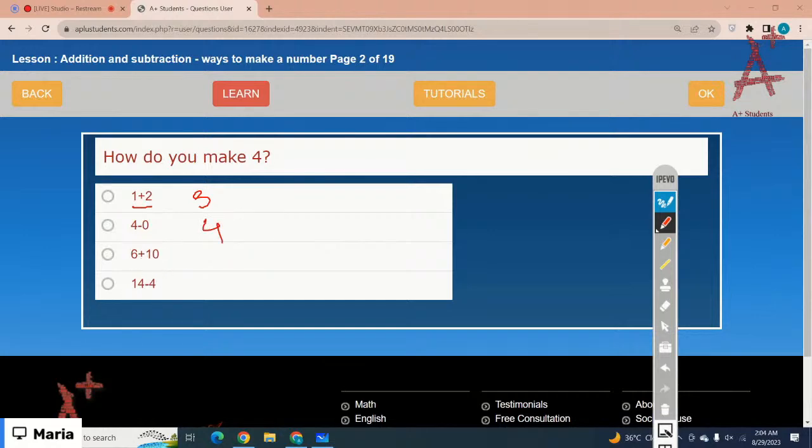Then 10 plus 6 makes 16. And 14 take away 4 makes 10. So which is the correct option? Which option makes 4? The correct option is 4 minus 0, right? That is the only option that makes 4. So the correct option is 4 minus 0 equals 4.